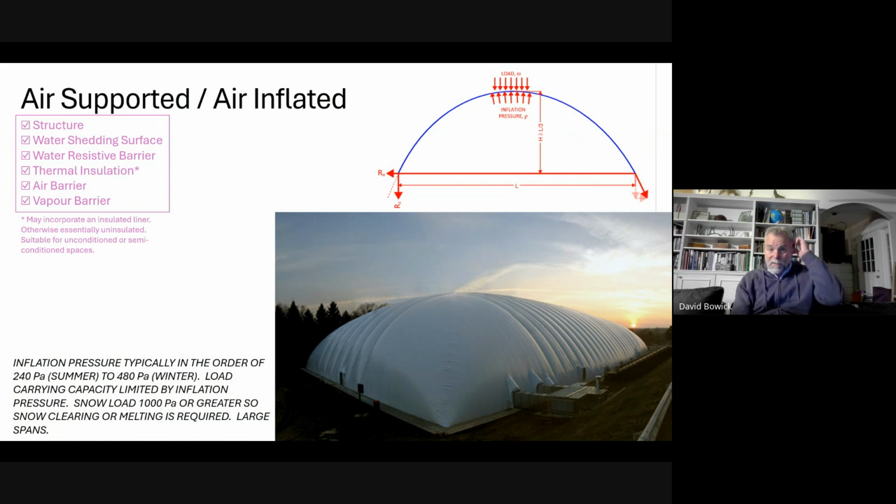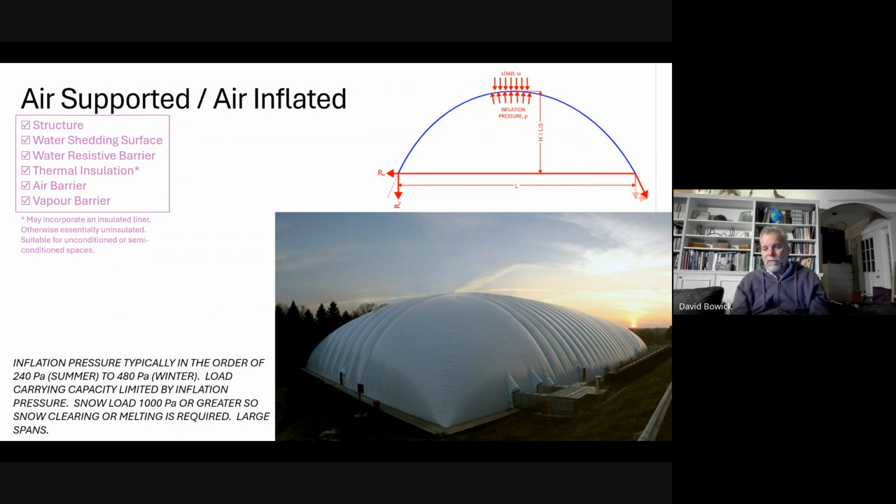Like any other fabric structure, the structure is the perfect barrier. It's the water shedding surface, the water resistive barrier, the thermal insulation to the extent that there is, and the air and vapor barrier. The inflation pressure of a dome like this is typically 0.24 kPa, 5 pounds per square foot. Increase that to 10 pounds a square foot in the winter.